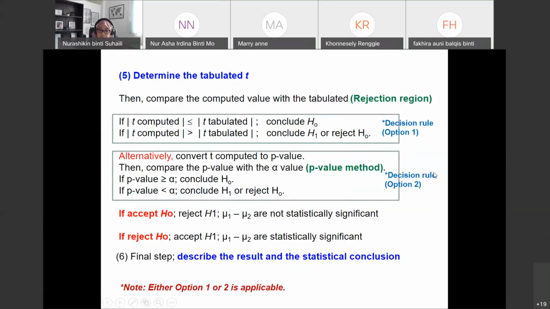Option 2 is the same as what I explained for the first case just now, where you have to find the P value, now of T. So you make a decision, and the final step is to make a conclusion. You have to write proper sentences based on the problem that you analyze. Any questions so far for this?